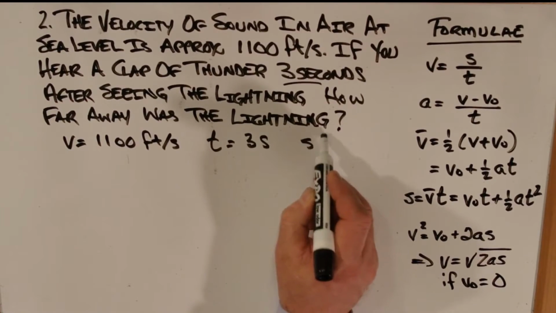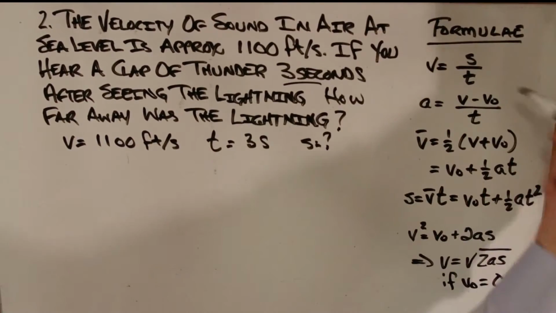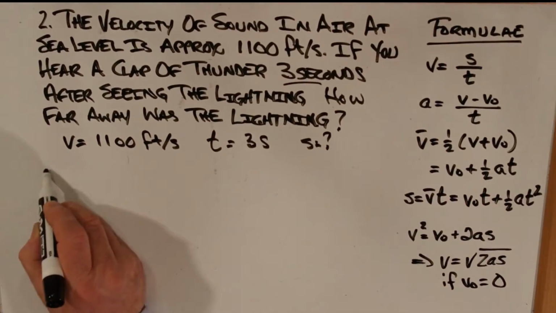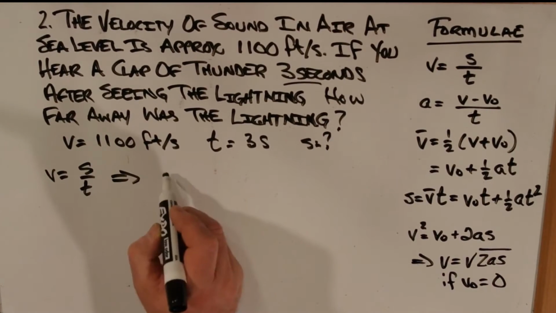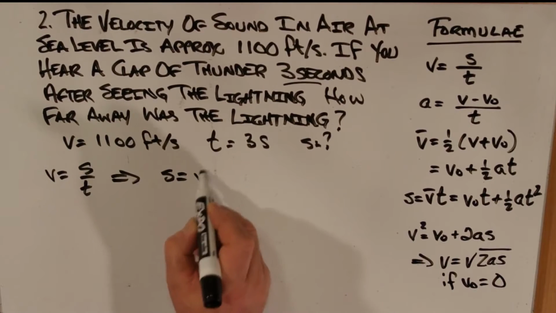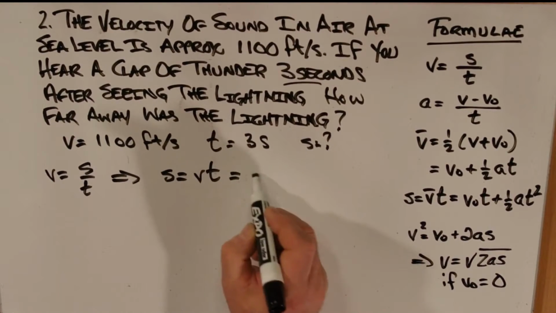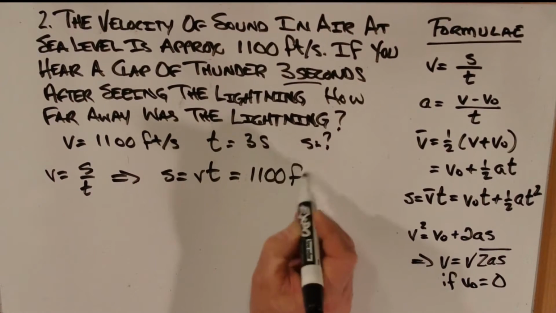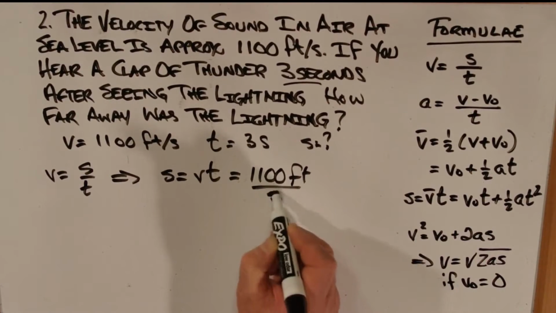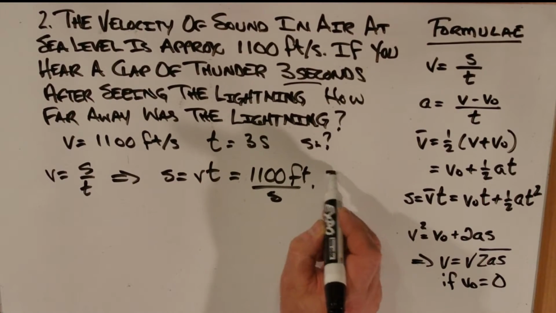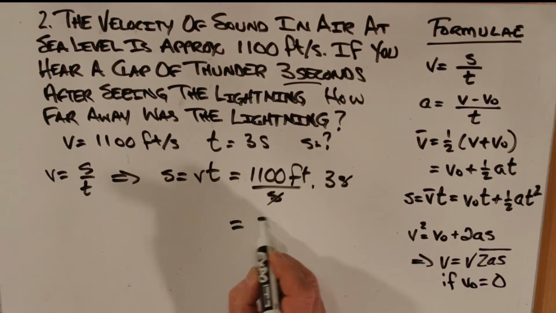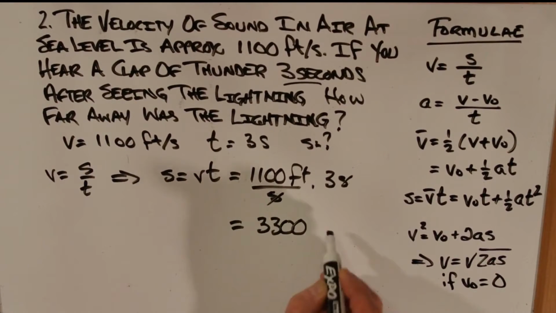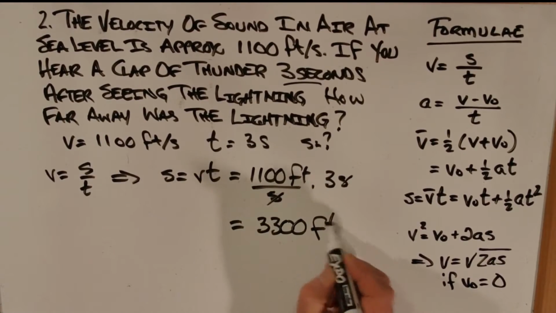And again, we can use the first relationship, the first formula. V is equal to S divided by T. We can rewrite that as S is equal to V times T. The velocity again, 1,100 feet per second. And the time, 3 seconds. Seconds in the numerator and denominator cancel out, of course. And our answer is 3,300 feet as the distance.